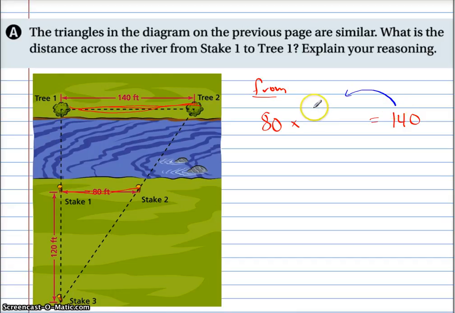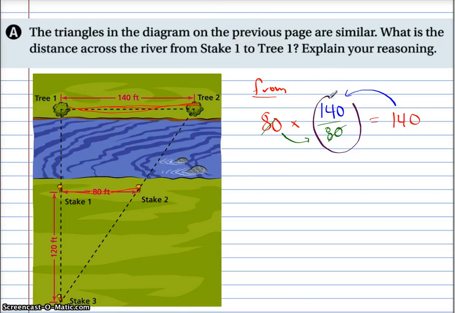Now, again, the thing we're going to multiply by is my goal. It goes on top. 140. This is my ratio. And where I'm coming from is on the bottom. This is my 80. This is what's going away. So when I multiply these out, my 80s cross out and I'm left with just 140. So if this is my ratio, this is what I'm looking for.